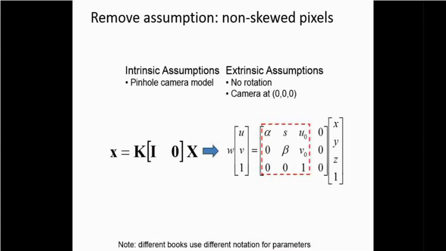So if I work out that equation now, well, actually I won't work it out. But if you multiply this out, you'll get wu equals ax plus sy plus u naught z, and w equals z. Then dividing u out, you'll get that u is now a function of both x and y due to that skew.